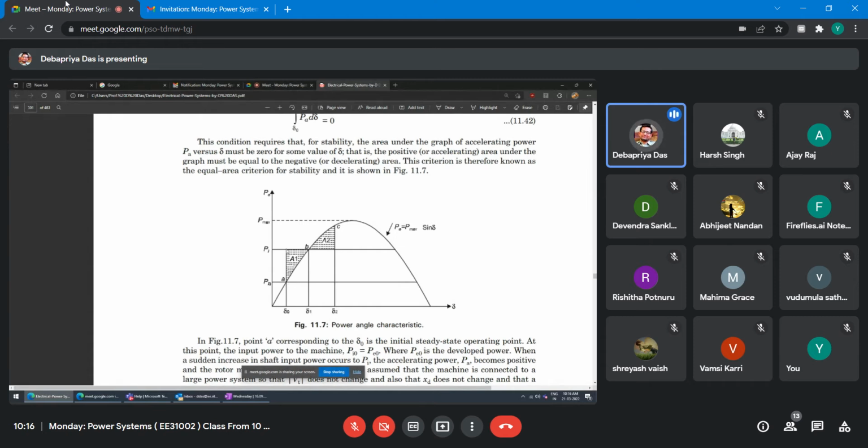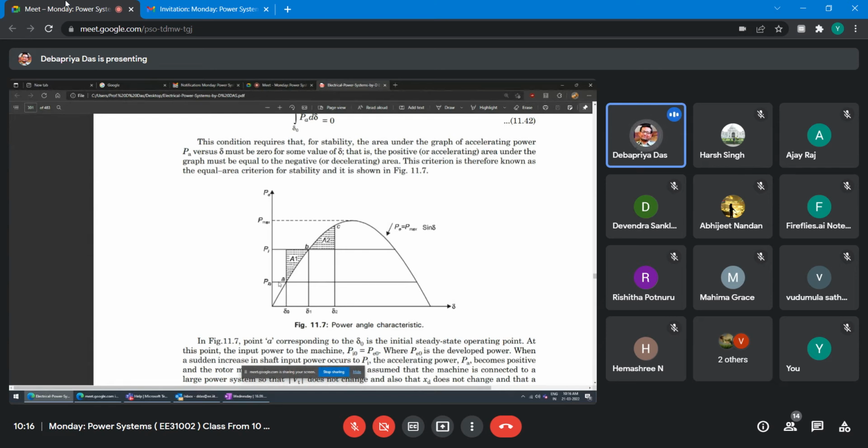As soon as it has gone up, PI is greater than P, because initially, in this equation, when delta is equal to delta zero, then P is equal to P0. So P0 is equal to P max sine delta zero, and at that time P0 is equal to PI0. It was at the initial operating condition, and I assume it was perfectly balanced, perfect power balance, right? Now this point is A.